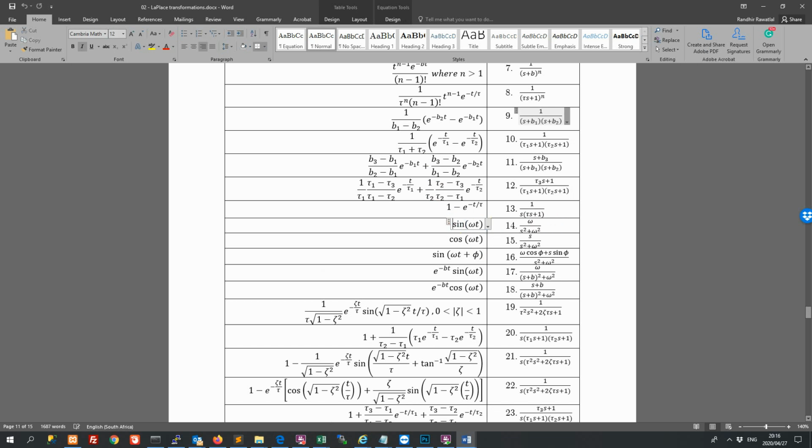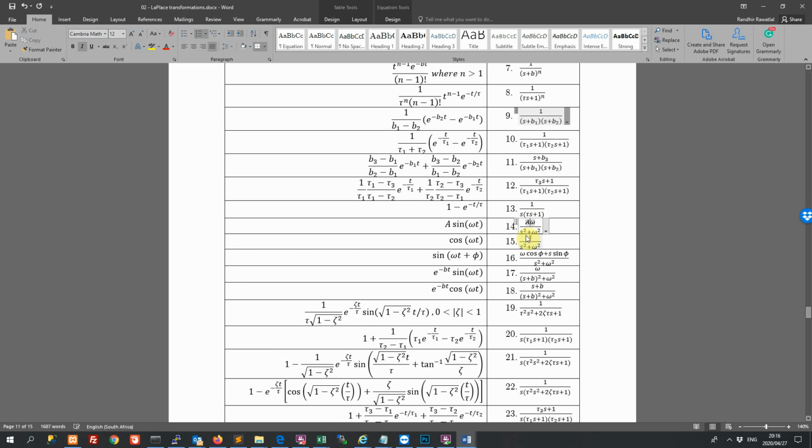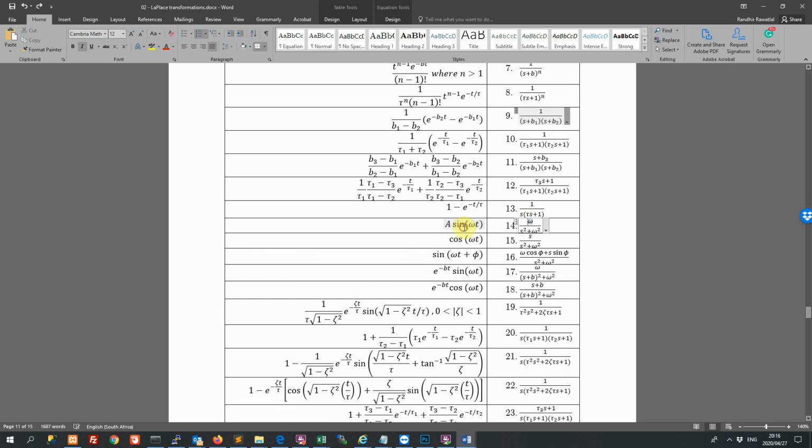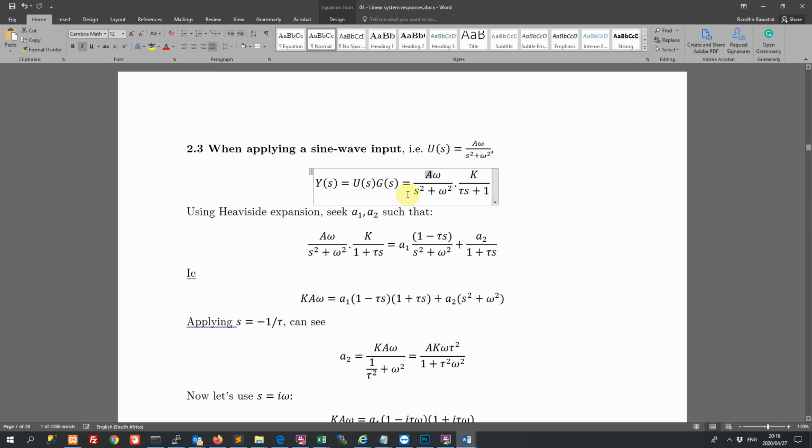If we have an amplitude to that, then we have to add that amplitude in there as well. So our input has some amplitude, which we are denoting by A, and so in our transfer function, it's A omega over s squared plus omega squared. So that's our input, and then again our output is going to be the input multiplied with the process itself. So there's the input, and then there's the process, the first order process.